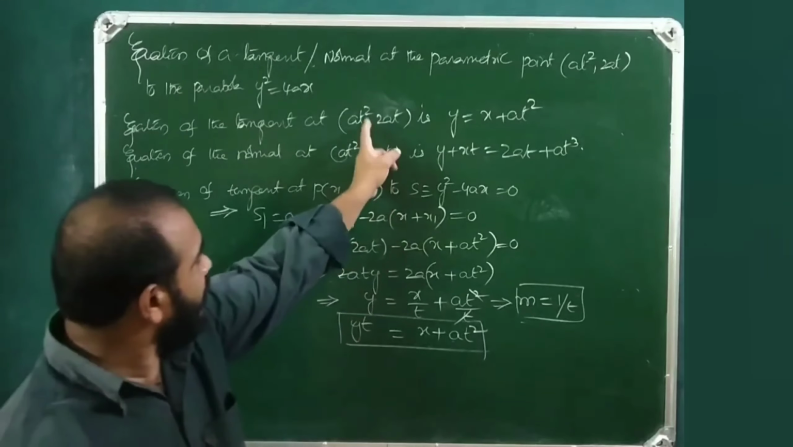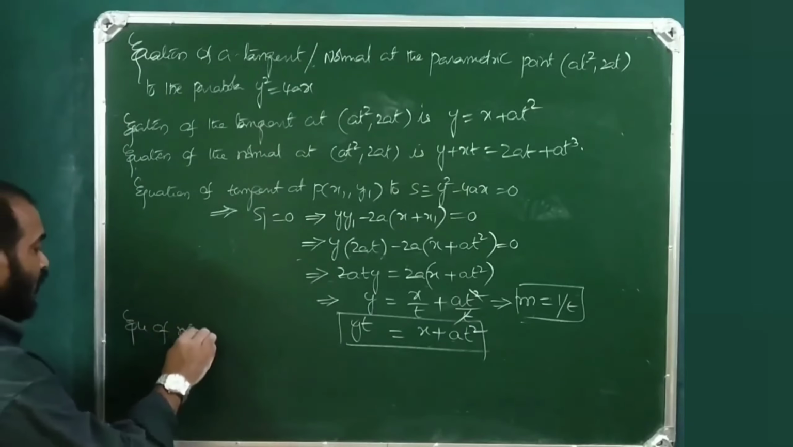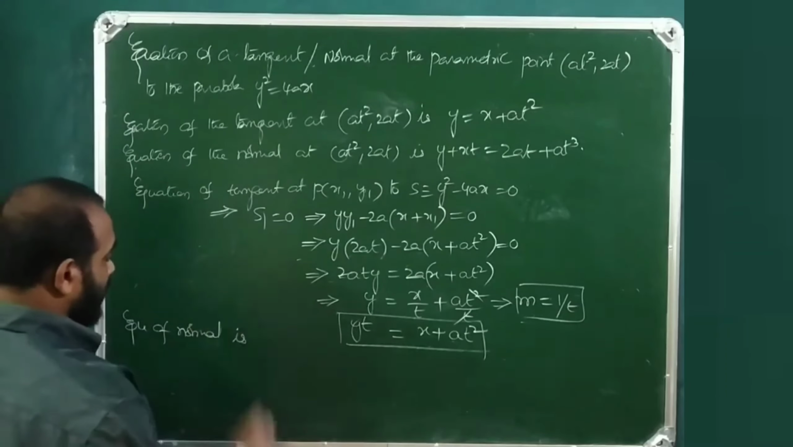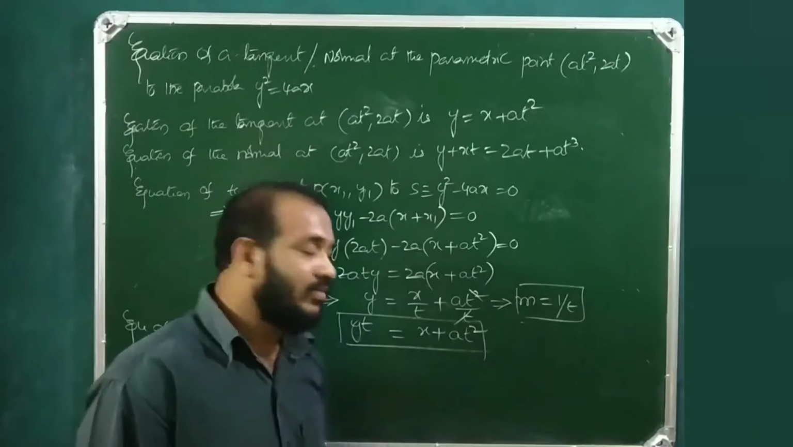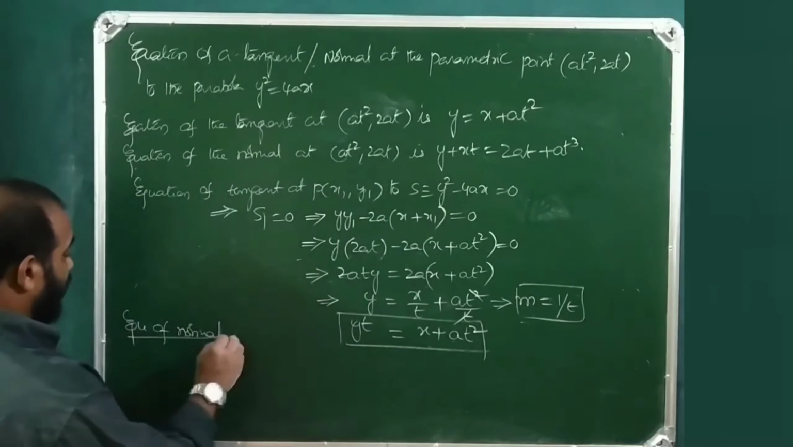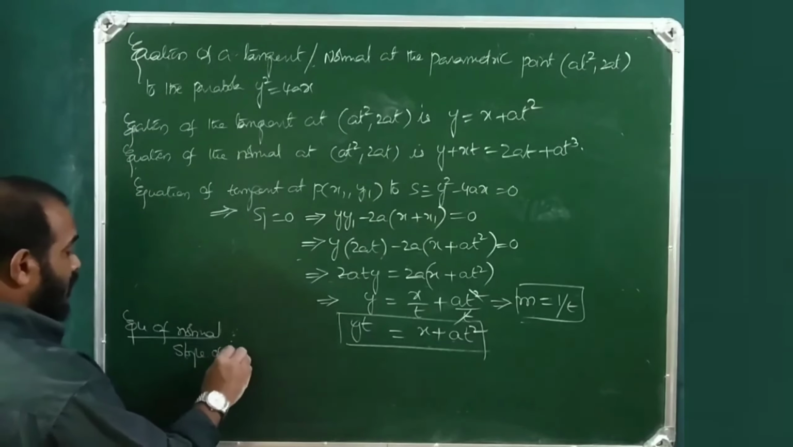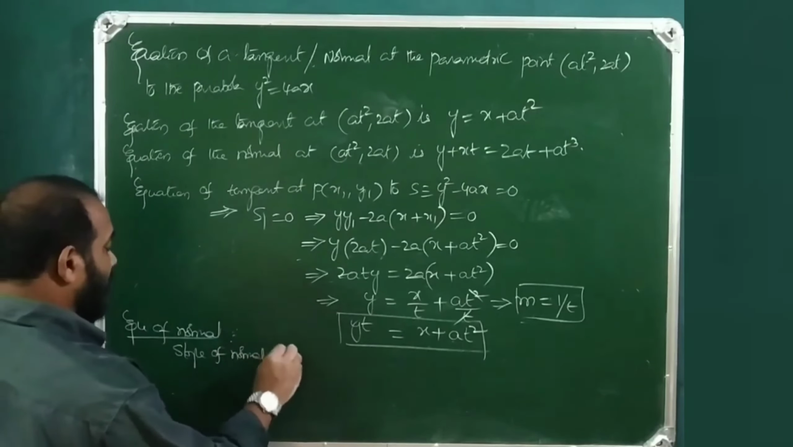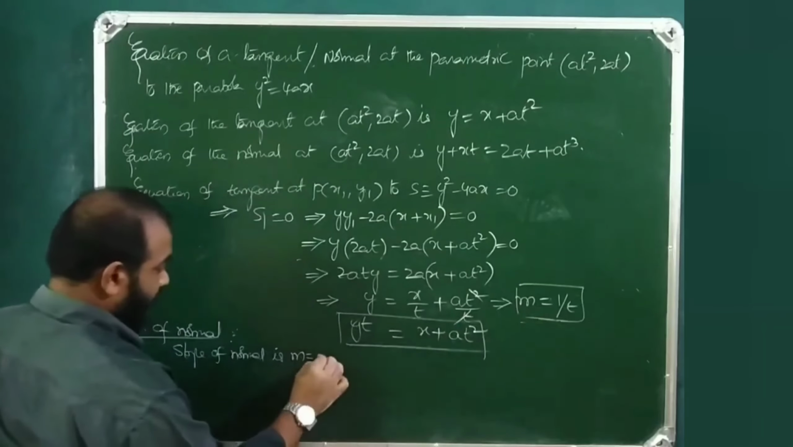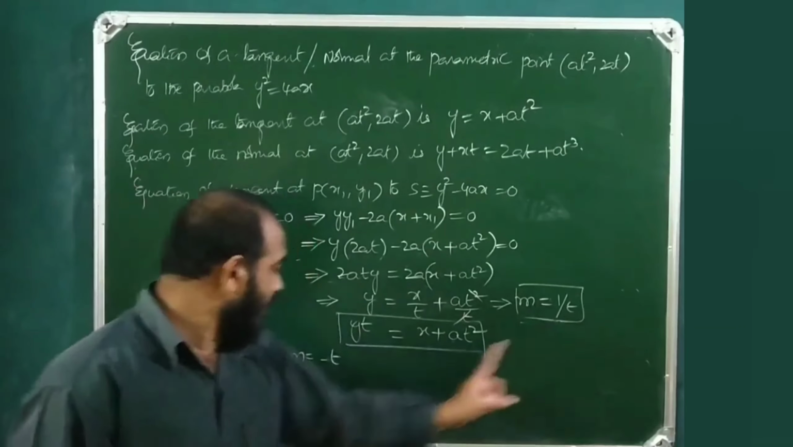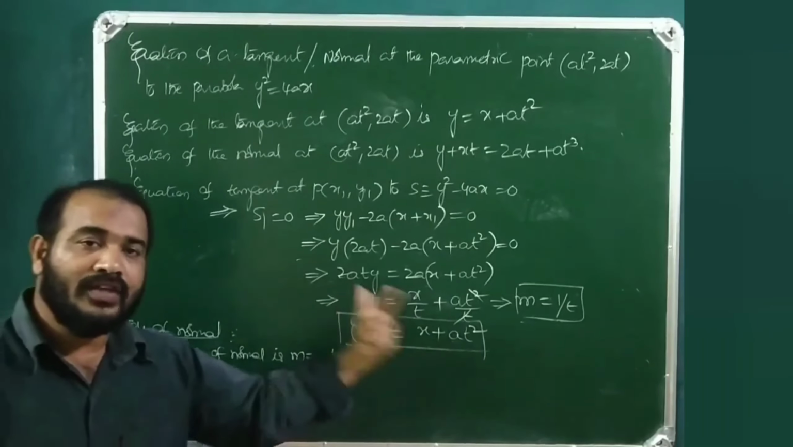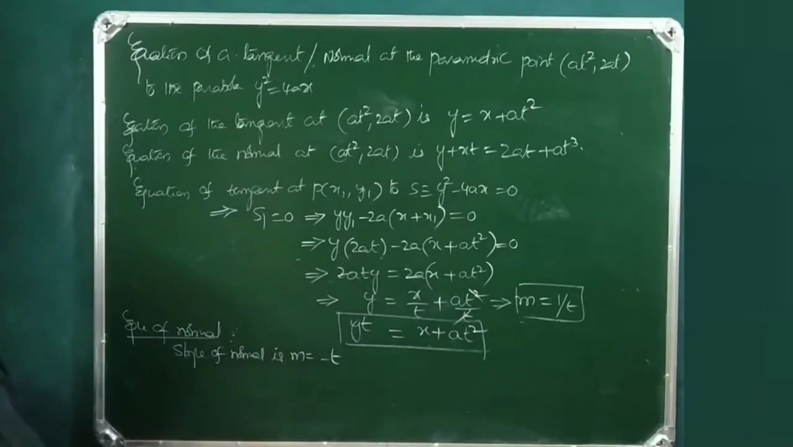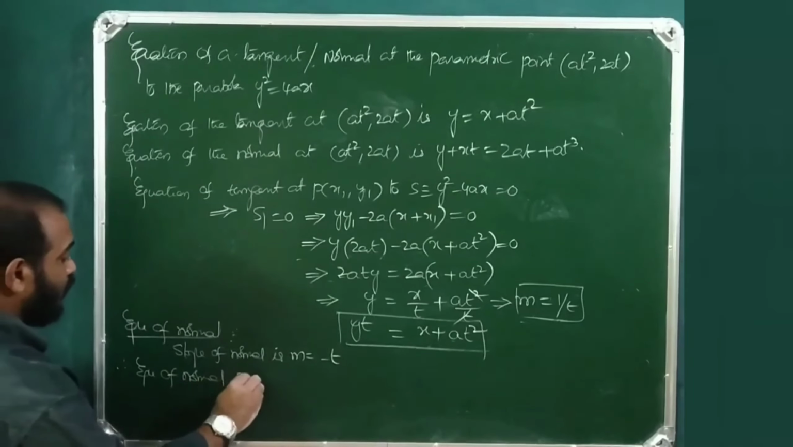Now, the equation of the normal. So m = 1/t is the slope of the tangent. What is the slope of the normal? The slope of the normal is m = -t, because 1/t into -t equals -1. Tangent and normal are perpendicular to each other, so the product of their slopes is -1. Now, therefore, the equation of the normal passing through.